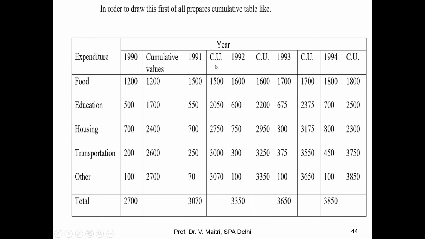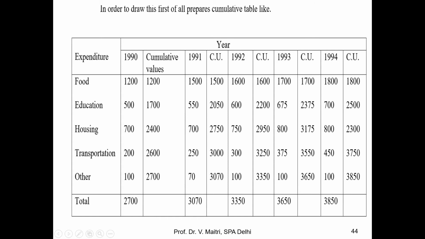Similarly, cumulative values, this is CV, not CU, CV. See, the computer is also very smart. So 1,500 and 550 we join, 2,050. Now 700 is added, 2,750. Now 250 is added, 3,000, and here 70 is added, 3,070. Similarly, we draw the cumulative values for 1992, 1993 and 1994.